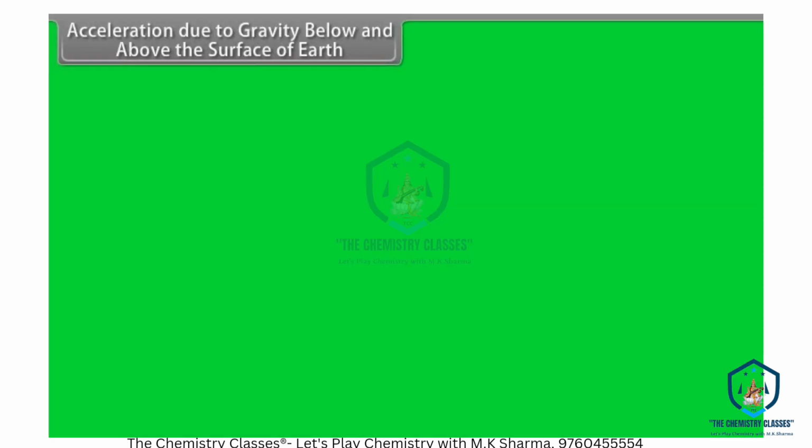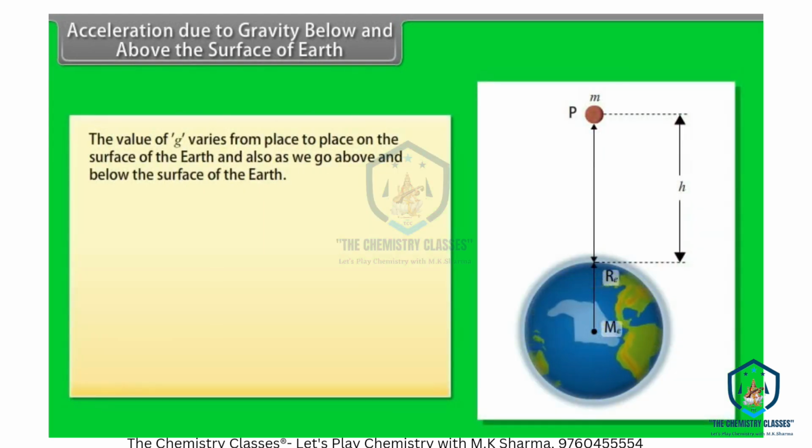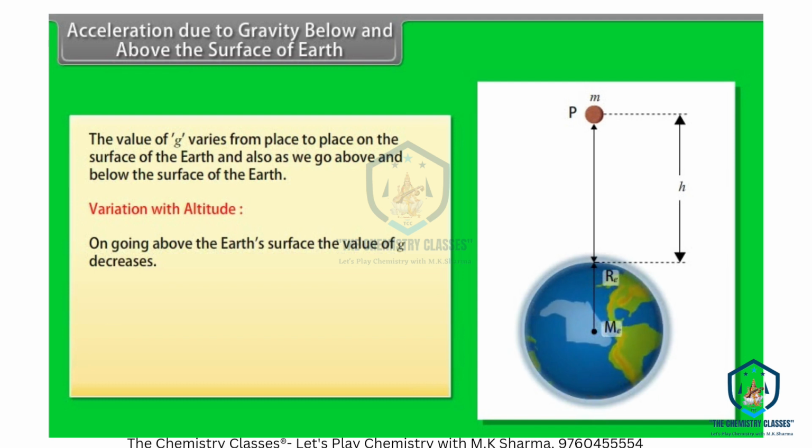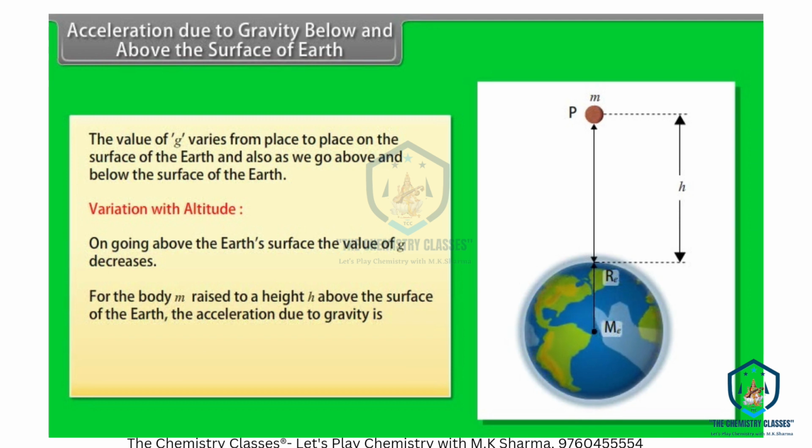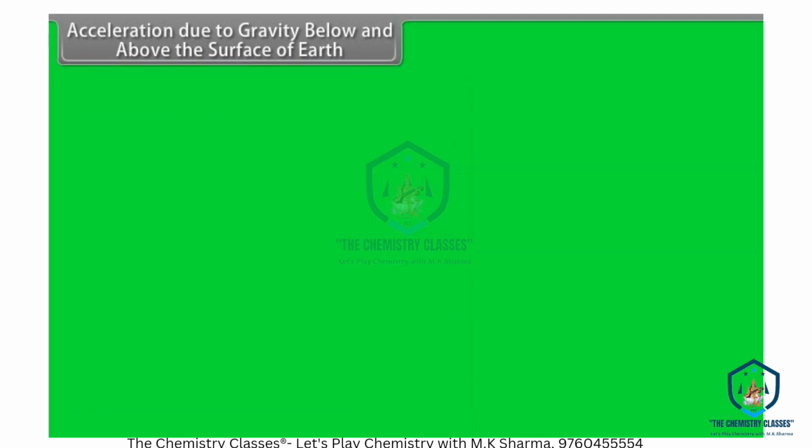Acceleration due to gravity below and above the surface of Earth. The value of g varies from place to place on the surface of the Earth and also as we go above and below the surface of the Earth. Variation with altitude. On going above the Earth's surface, the value of g decreases. For the body m raised to a height h above the surface of the Earth, the acceleration due to gravity is given by g dash is equal to g multiplied by 1 minus 2h upon r.